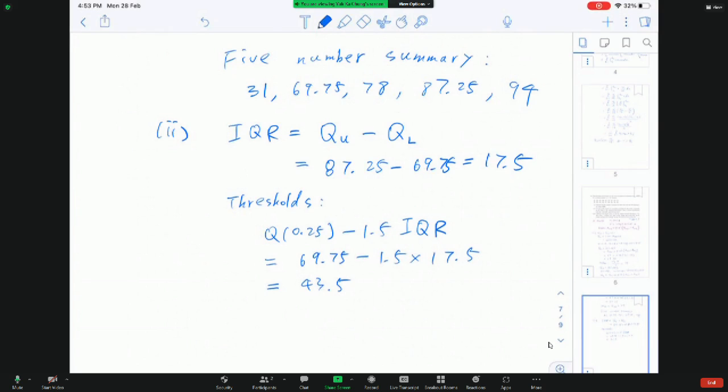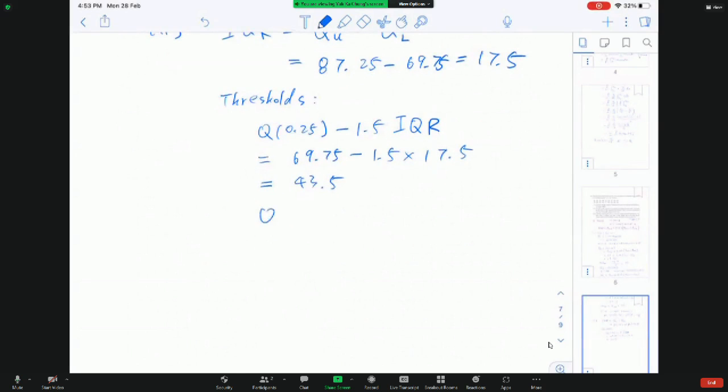And similarly, we also have the upper threshold, which is the upper quartile, plus 1.5 times the interquartile range, which is equal to 87.25 added to 1.5 multiplied by 17.5. The meaning of this is that this is a number that is already far above the upper quartile, 1.5 times the interquartile range above it. So if you have a number that is higher than this, that will also be regarded as an outlier.